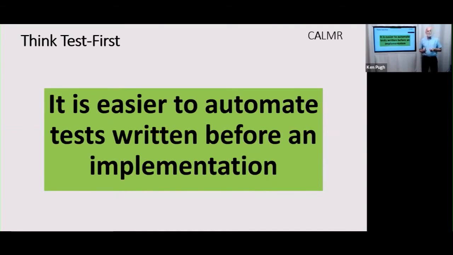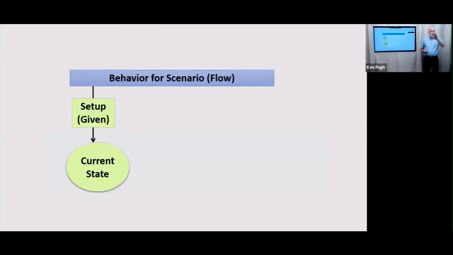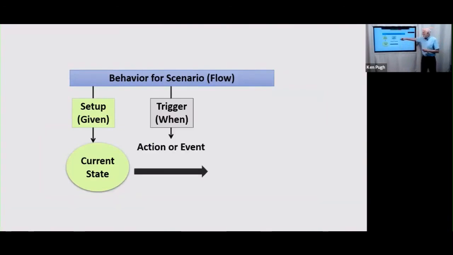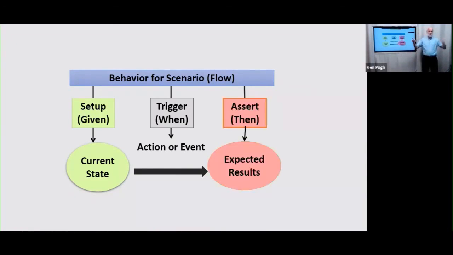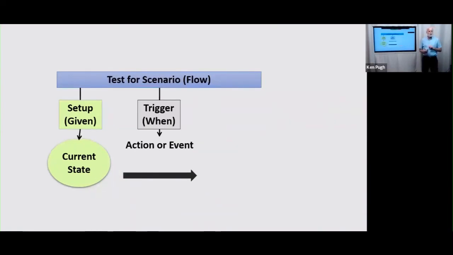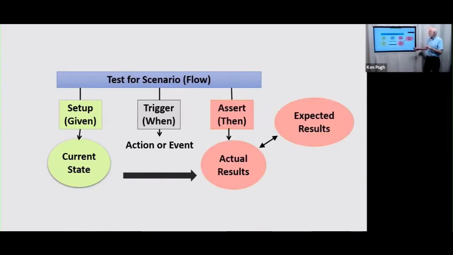And these are tests from the business point of view. So here we have a behavior scenario, a flow test. Given a setup, here's our current state. When an action or event occurs, then our expected results. So if we're going to turn this into a test, all we do is see what we actually got and compare it to the expected results. If it matches, the test passes. If not, it fails. So this is one way to do our test.